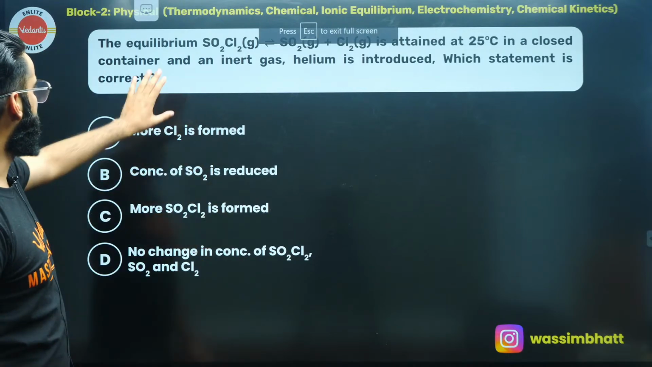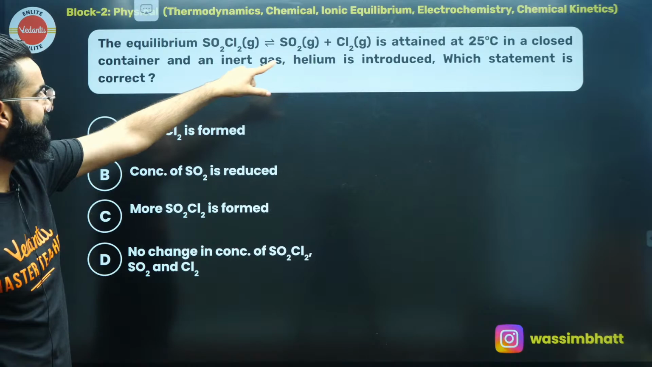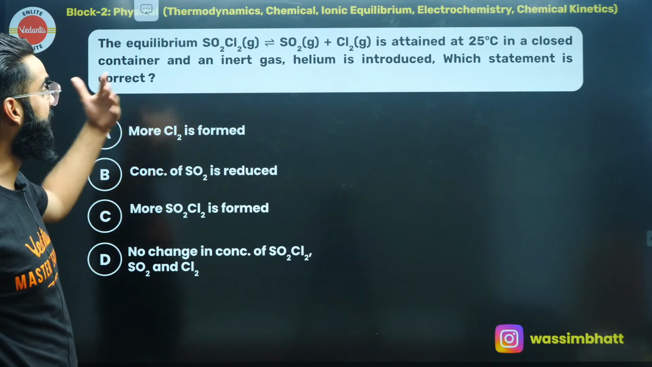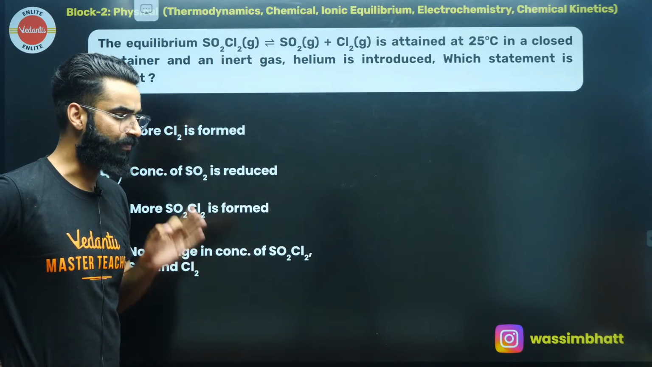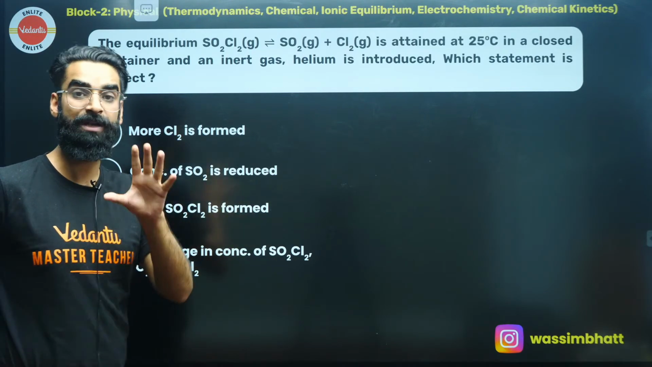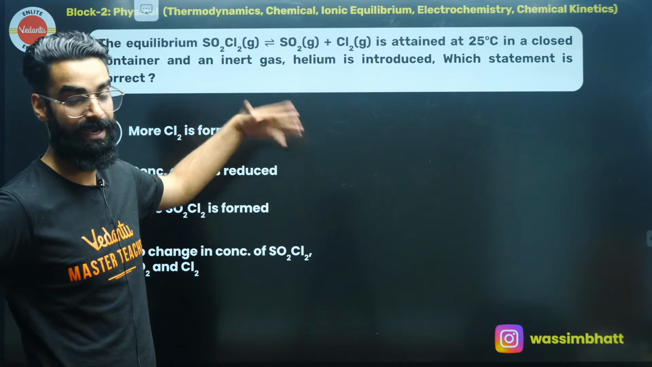All right, what do you think about this one? The equilibrium for the given reaction is attained at 25 degrees centigrade in a closed container and an inert gas is added. Which statement is correct? So basically, we are adding the inert gas in the closed container. Closed container means the volume of the system is constant, right? So you are adding inert gas at constant volume.